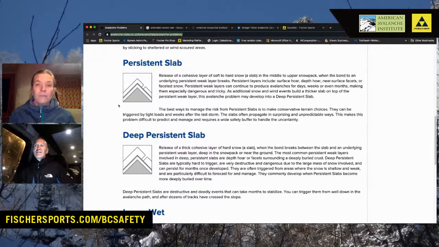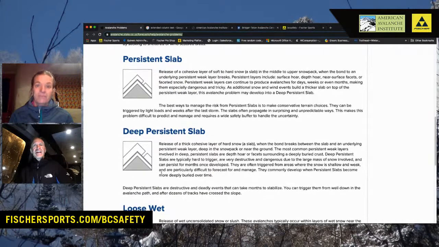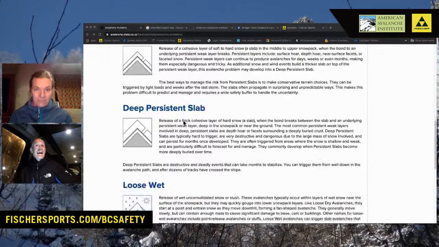Right. So what are some typical places? I know one of the problems, I'm in Colorado right now, driving home, is that Colorado sees these persistent weak layers and deep persistent weak layers. Let's talk a little bit about where you might find those. One of those in Colorado is buried facets that you'll often find at the ground level, right? Yeah.